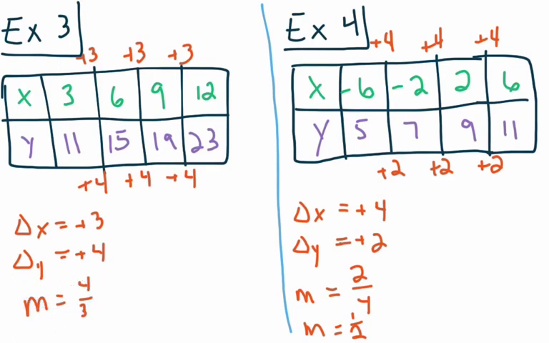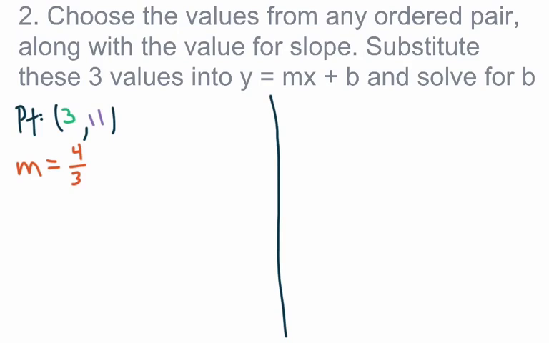So I'm going to take this information and write it back on the second page so that we have it in front of us to use. Alright, so again, the point we're using is (3, 11), and the slope is 4/3. I'm actually going to move that next to the point.